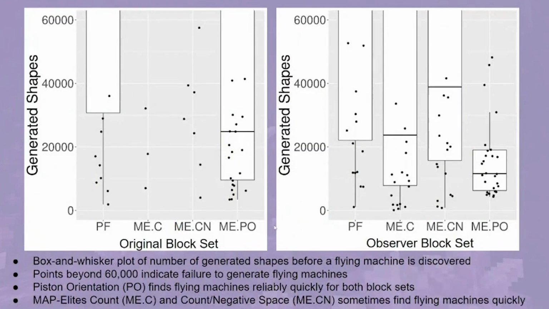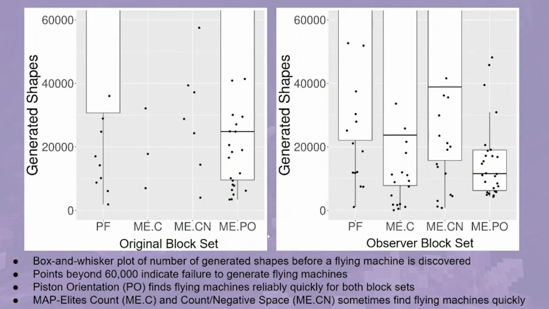And then these last two sets of graphs are box and whisker plots of the number of generated shapes it took before a flying machine was discovered. The way a box and whisker plot works is that the box is the interquartile range, the whiskers above and below are the upper and lower 25% of the generated shapes, and then any of the dots are considered outliers, like above or below the whiskers.